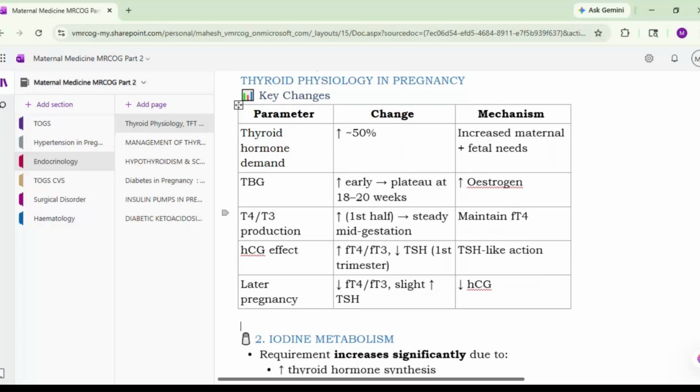Now, if you see the pregnancy hormone, that is hCG, that will also drive this FT3, FT4 production, because the hCG has got a TSH-like action. So there will be an increase in the FT3, FT4 levels, and there will be a decrease in the TSH level. That is seen mainly in the first trimester. However, once the hCG levels go down, this effect is not that prominent. So in later pregnancy, there is a little reduction in the FT3, FT4, but there is a slight increase in the TSH level. And this is mainly because of the decrease in the hCG.